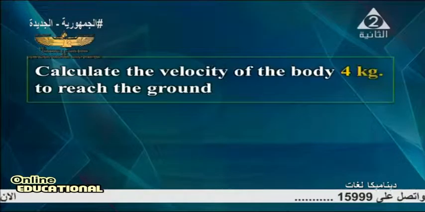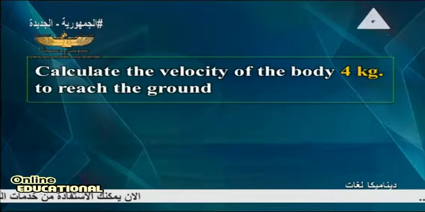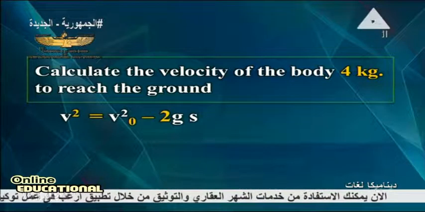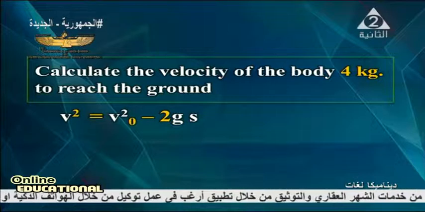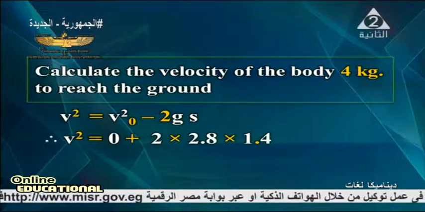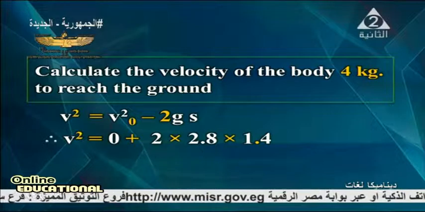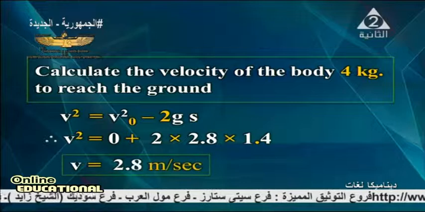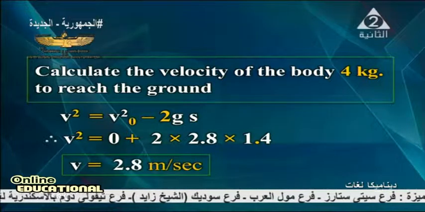Now calculate the velocity of the body of mass 4 kilogram when it reaches the ground. V squared equals V naught squared plus 2as, and V squared equals 0 plus 2 times 2.8 times 1.4. Then the velocity equals 2.8 meters per second.